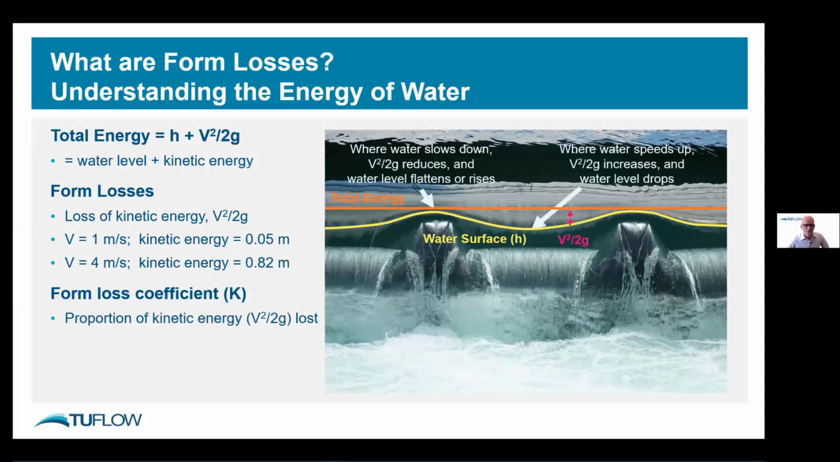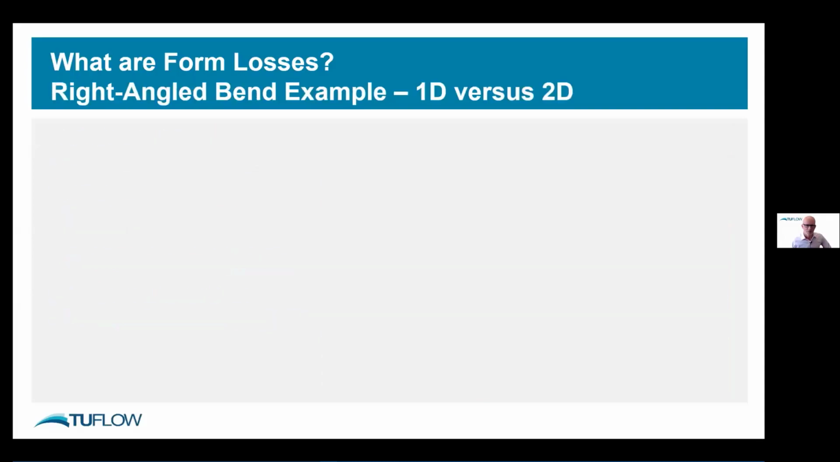And so when we talk about a form loss coefficient, we're talking about a proportion, a coefficient that sits in front of the V squared on 2g, which represents the amount of kinetic energy that is lost. I'll refer to form loss coefficients quite a lot through this presentation. So let's try and understand how form losses are modeled.